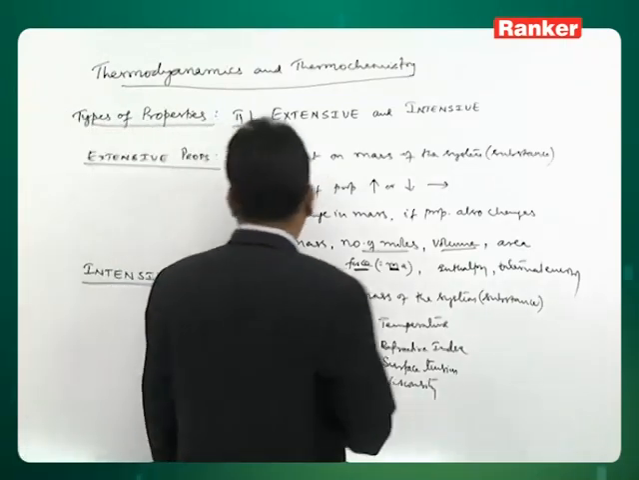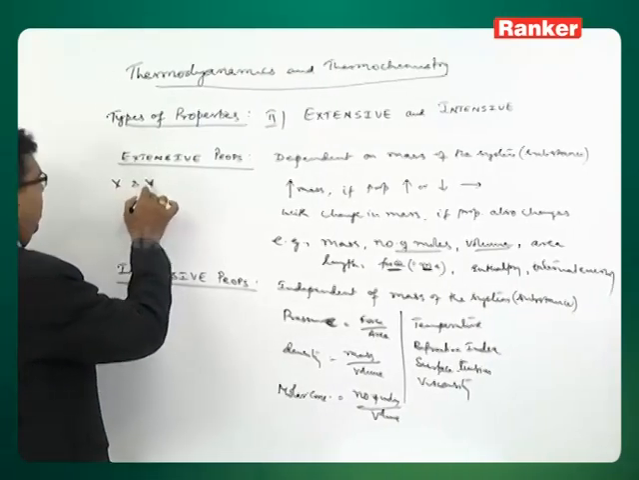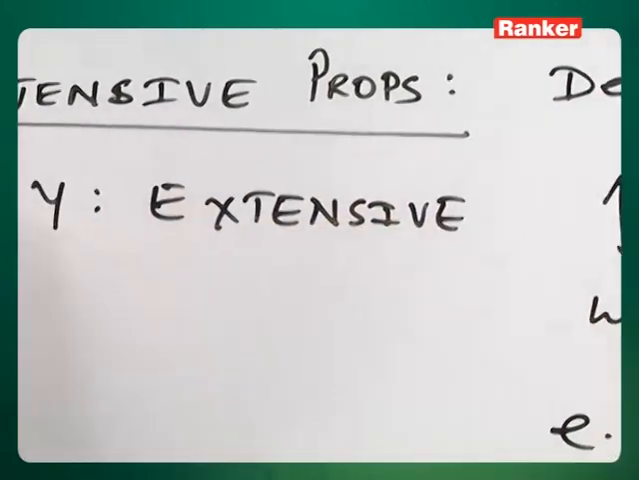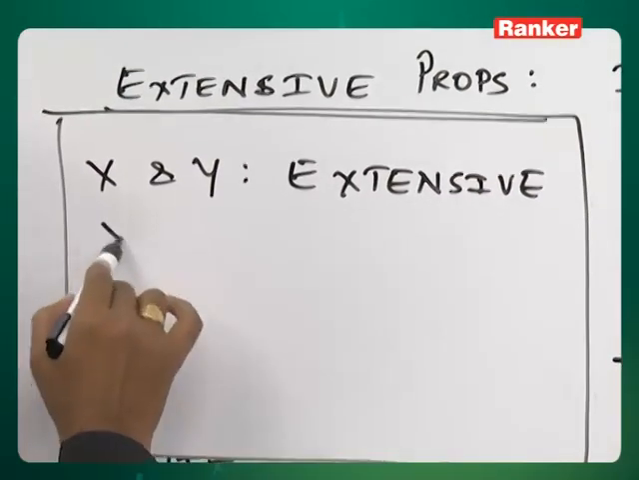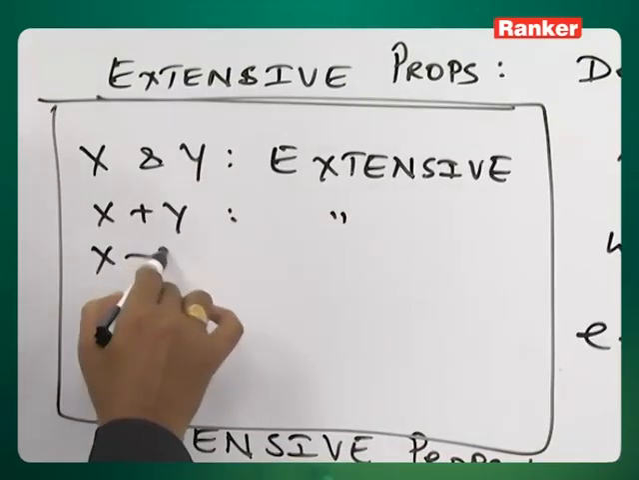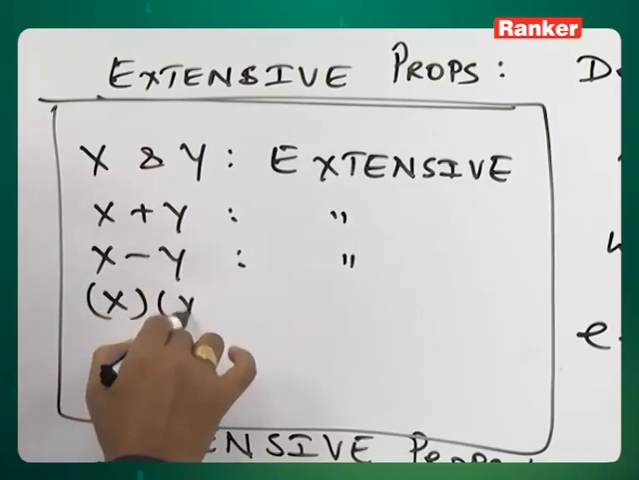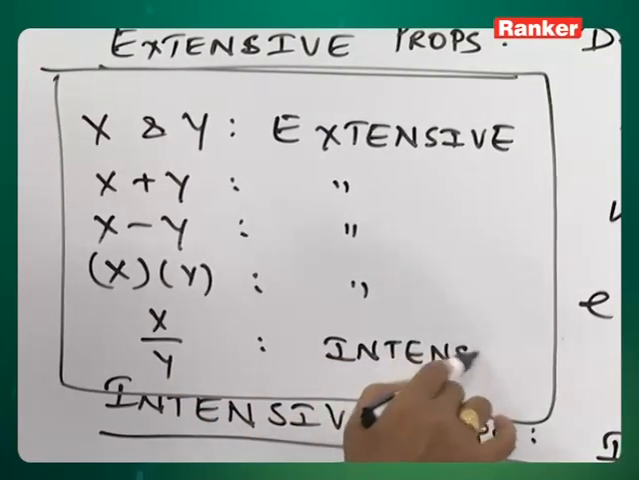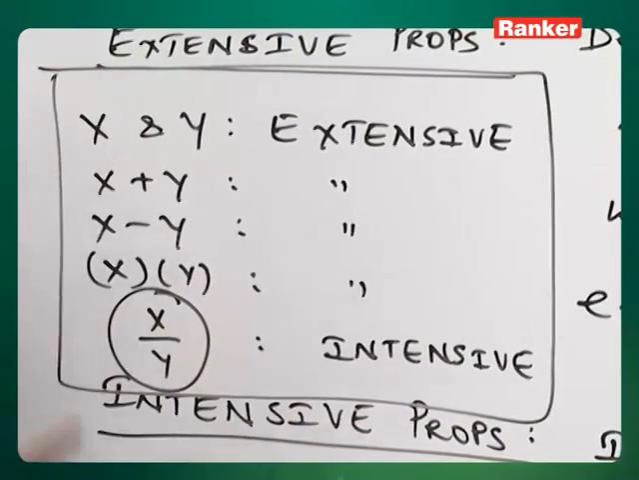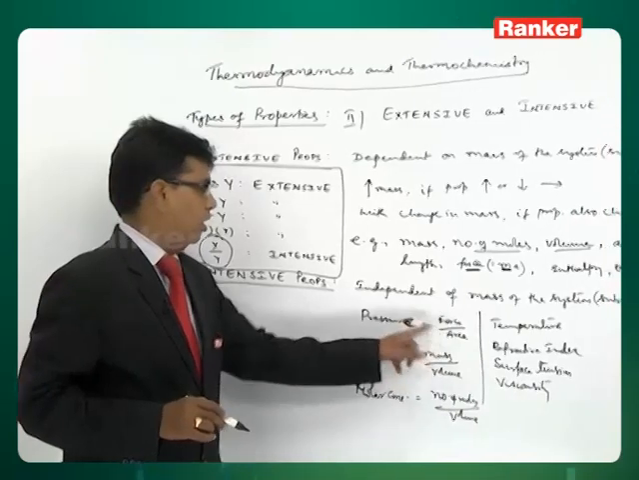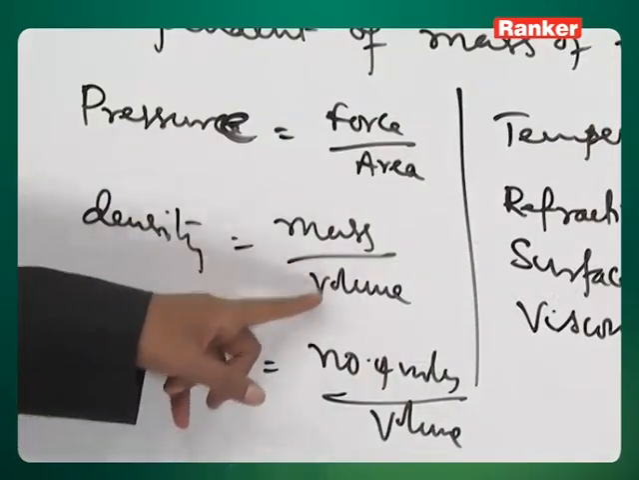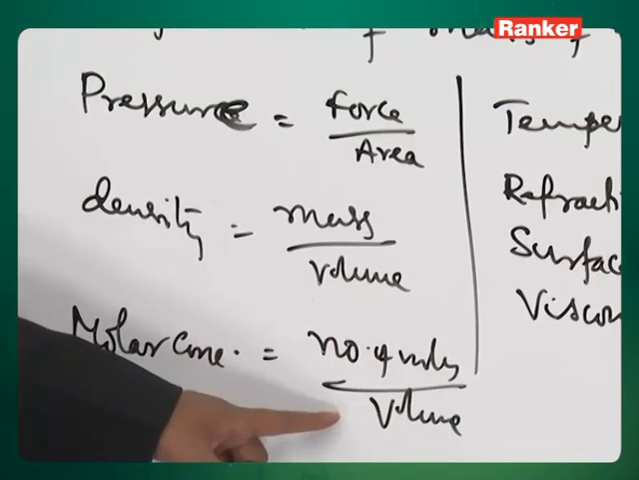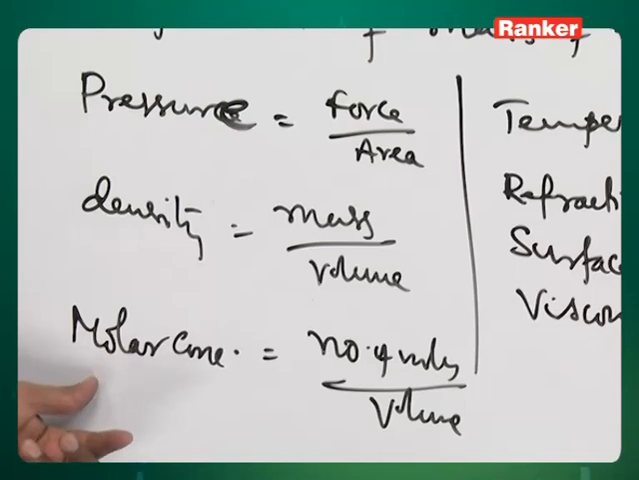So, here the other way we can conclude is, suppose x and y are two extensive properties. If x and y are extensive, what you can say is x plus y is also extensive, x minus y is also extensive, x into y is also extensive, but x by y is intensive. As you can see, force and area are extensive, but the ratio pressure is intensive. Mass and volume are extensive, but the ratio density is intensive. Number of moles and volume are extensive, molar concentration is intensive.